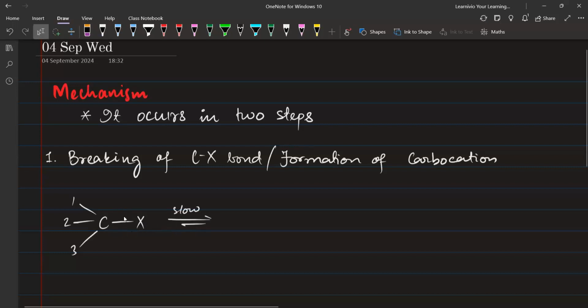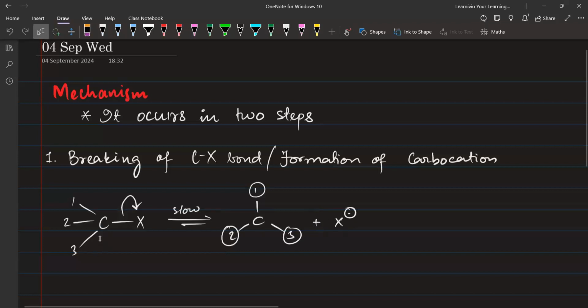And in this reaction, the halogen atom takes the electron density away from the carbon atom. This carbon atom is now left with three bonds, and these three bonds are 1, 2, and 3. After that, we get 1, 2, and 3 plus the halogen atom, that is the halide ion.